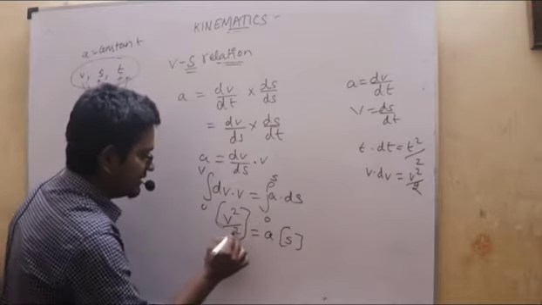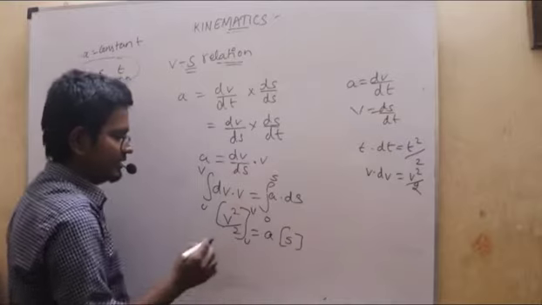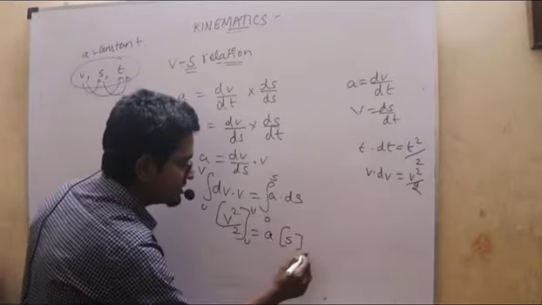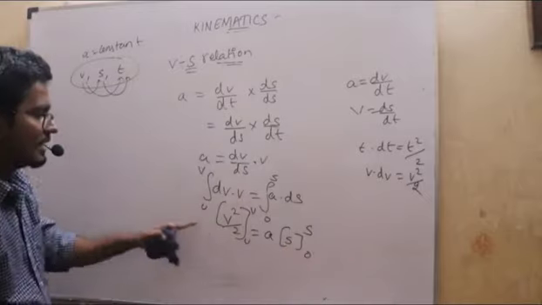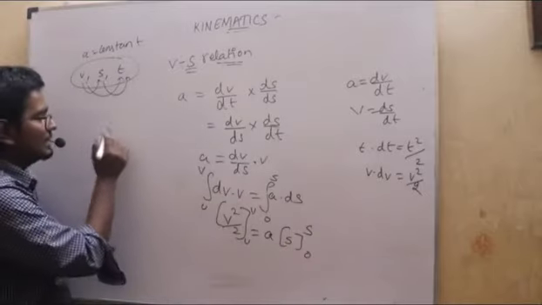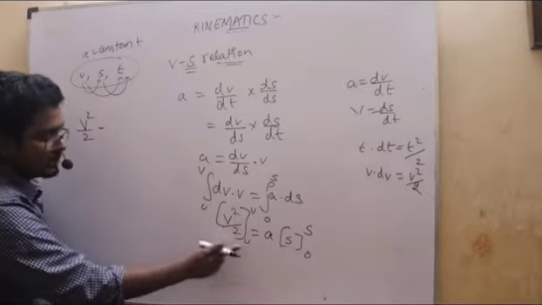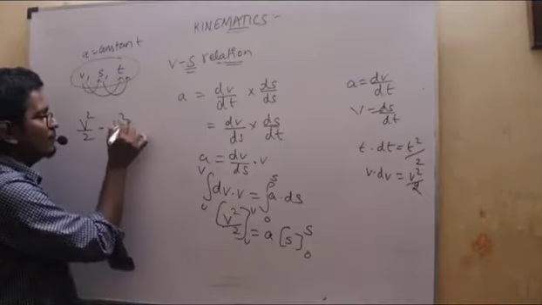And what is the limit here? It is u to v, and for s it is 0 to s. I am writing upper limit minus lower limit. Upper limit is v, so v square by 2, minus the lower limit u, that means u square by 2.